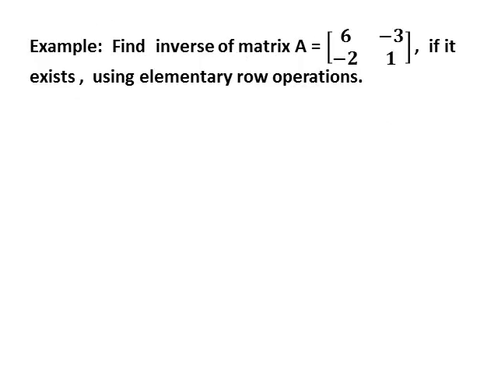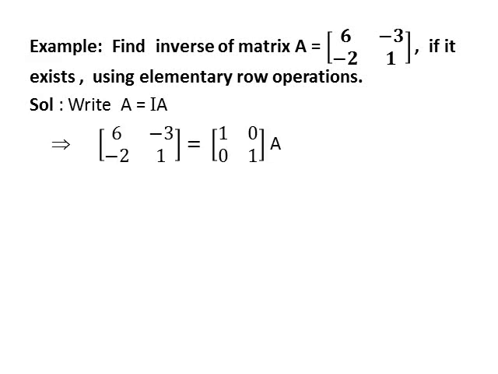Let's take one more question. In this question, using elementary row operations, we have to find inverse of A if it exists. In first step, write the matrix equation A equals to product of I and A. On left hand side, in place of A, write the given matrix, and on right hand side, in place of I, write the identity matrix of order 2 and post multiplier matrix A on right hand side as it is.